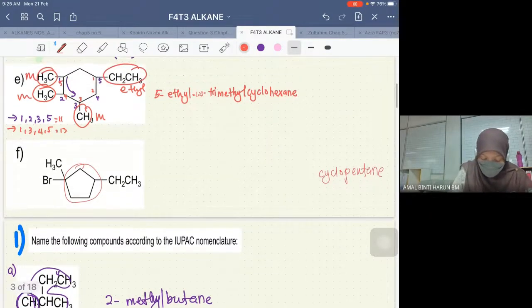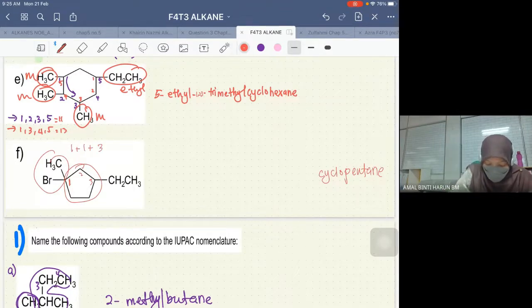Okay, lagi ada substituent. Okay, nampak dekat carbon ni, I put carbon number 1, number 2, number 3. Sebab apa? Supaya substituent kita jadi 1 plus 1 plus 3. Instead of 1 plus 3 plus 3 kan. 1, 2, 3. Okay. So who comes first? We have bromo, we have methyl, and then we have ethyl.